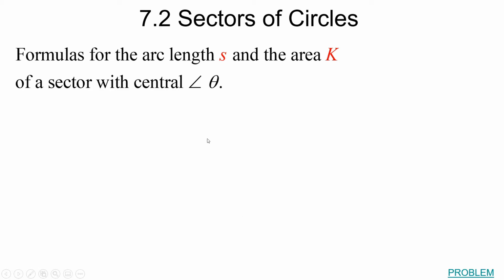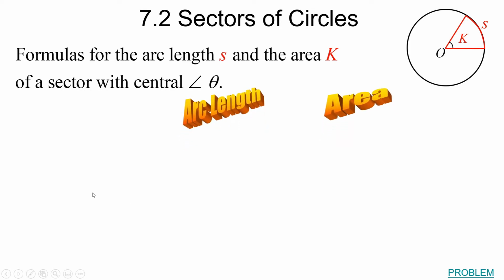All right, put 5 stars on this page. Okay, there's our typical sector of a circle right there. You see the central angle. The area of that sector we call K, and S is our arc length right there. Okay, now here's your formulas for both arc length and area.